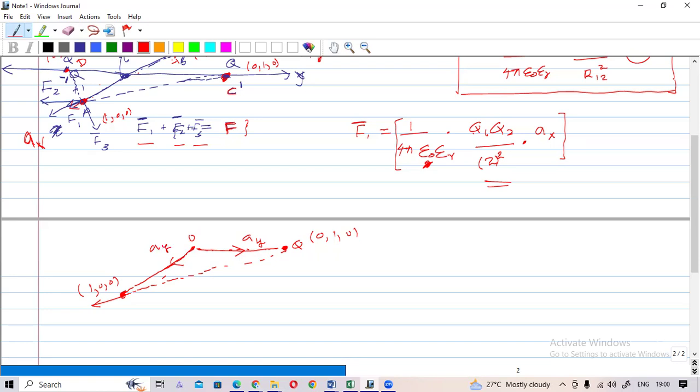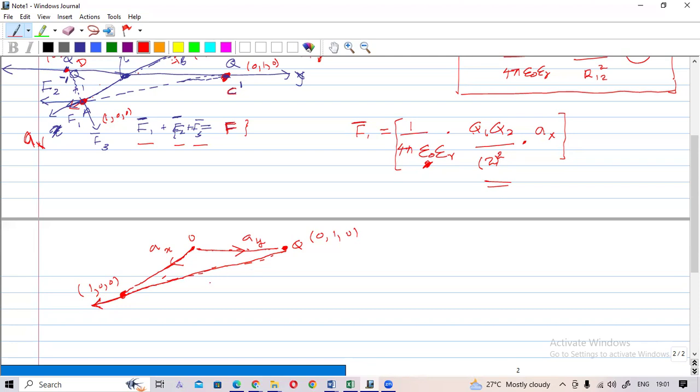So this direction is X. AY, AX. And you need to find this direction. You need to find this direction, this unit.